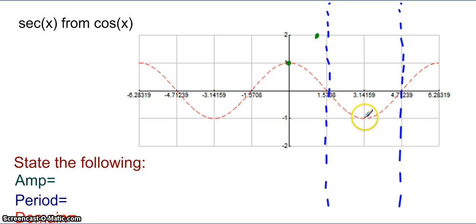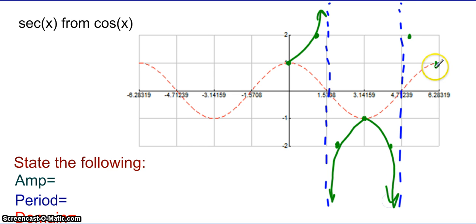And then here I know at negative 1, the reciprocal is negative 1. At 2 pi thirds, cosine is negative 1/2, the reciprocal is negative 2. At 4 pi thirds, the same thing happens. And then here we're going to be at 1, and then at, this is approximately 5 pi thirds, I'm going to be at 2. So 1 period of the secant function is, again, what I'm drawing here in green.